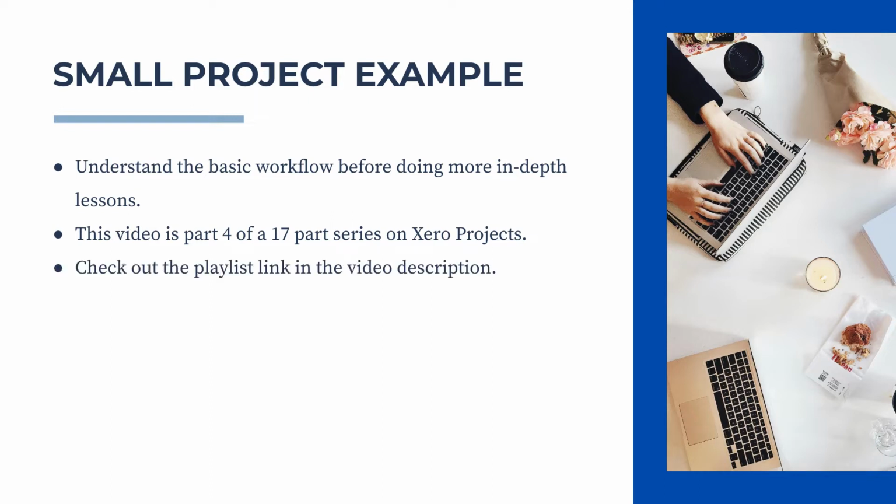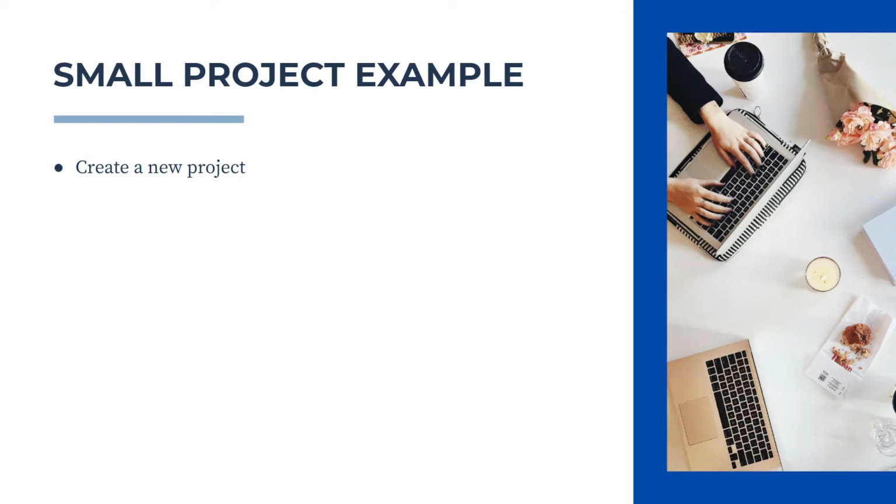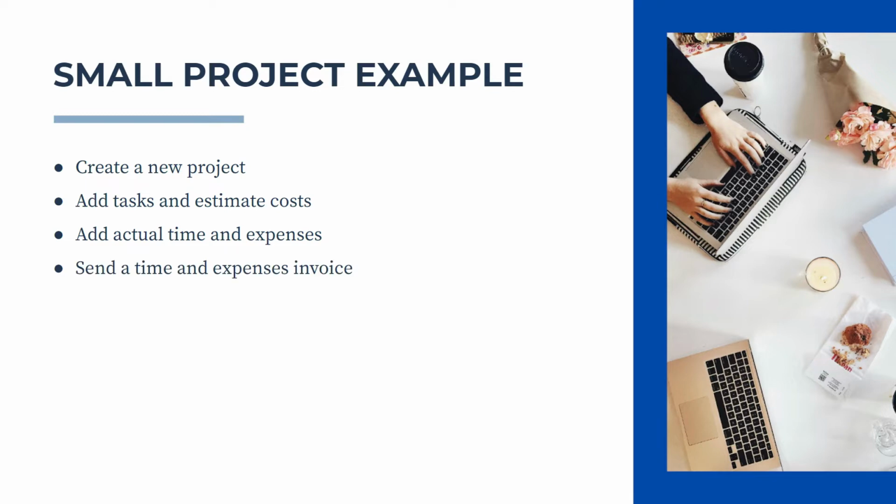So what we'll do is we'll create a new project and then we'll add some tasks and estimated costs. After that, we'll add some actual time and expenses for the project, and then we'll send a time and expenses invoice to the client. After that, we'll add some more actual time and expenses, and then we'll finish off by sending the client a final invoice. So let's go into the demo company now and get started.